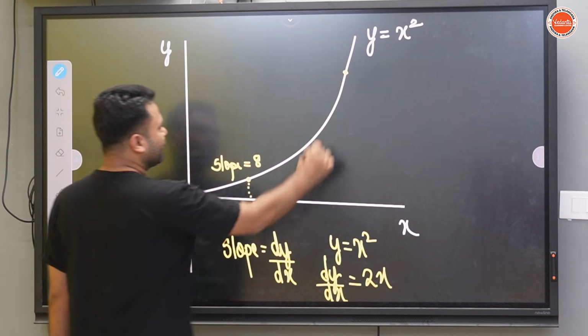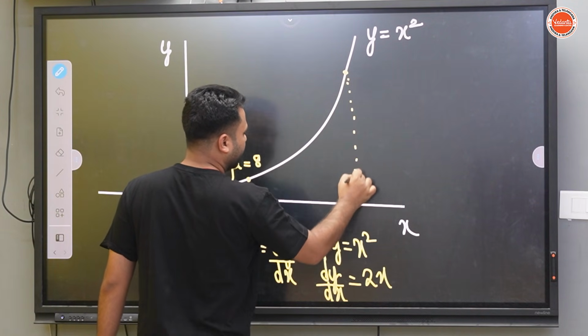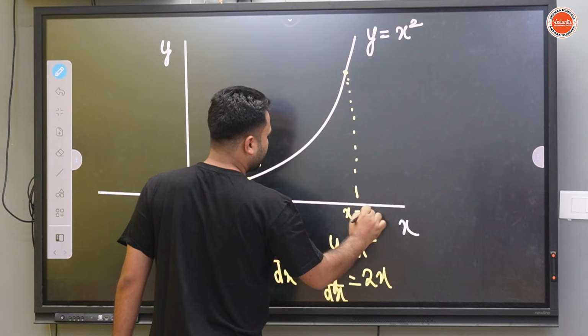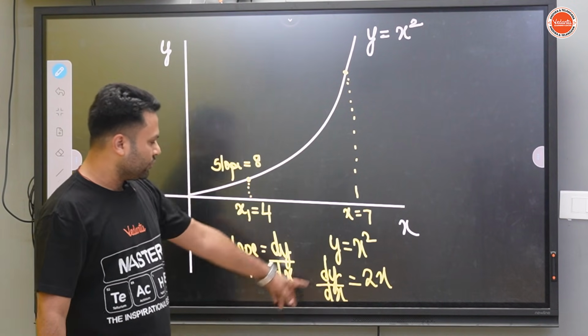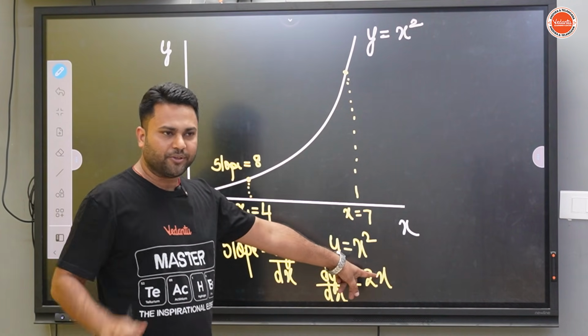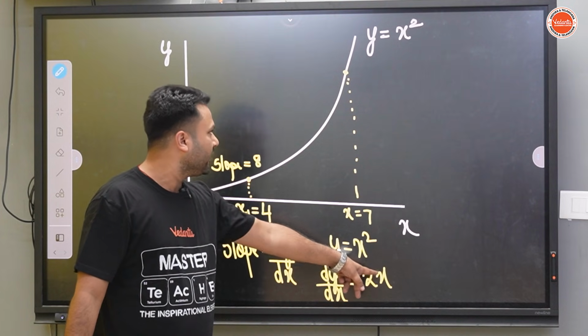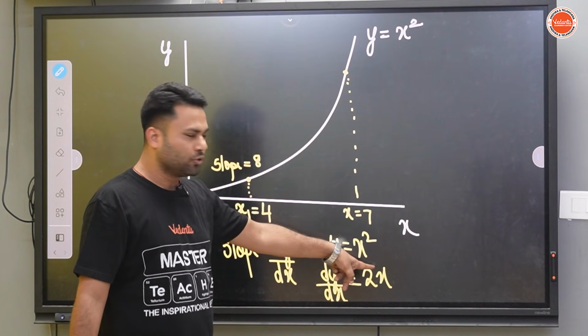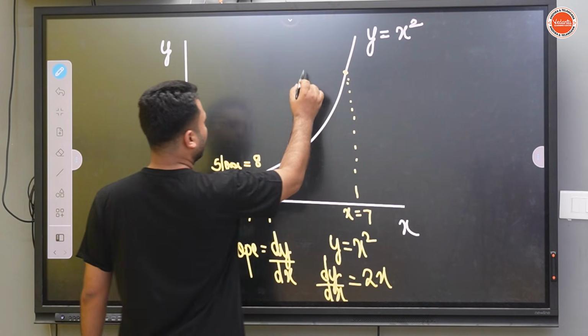If someone asks what the slope is here and this coordinate is x equals, suppose, 7. So slope is dy by dx, and dy by dx is 2 into x. Here what is the x value? 7. So 2 7s are 14. So here the slope is 14.